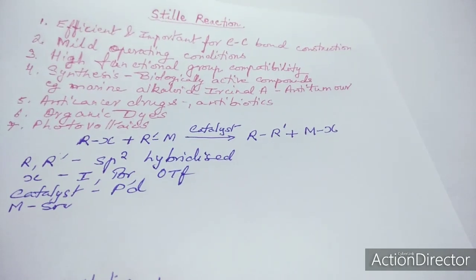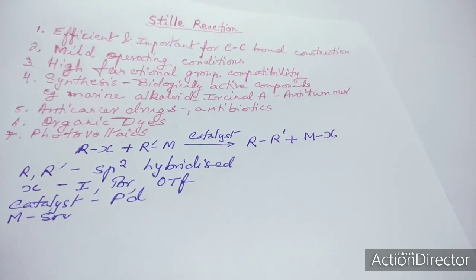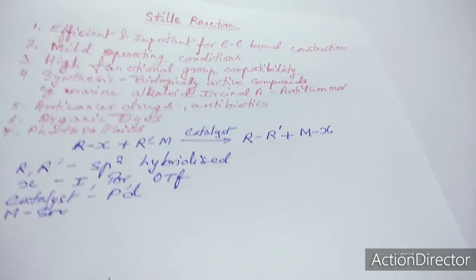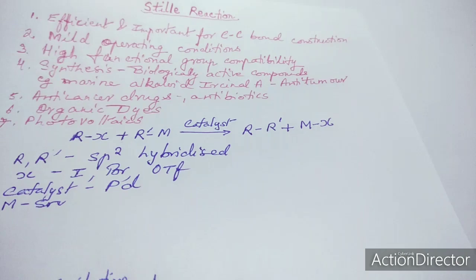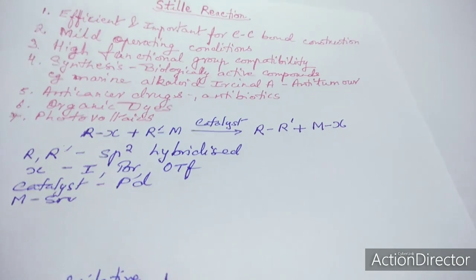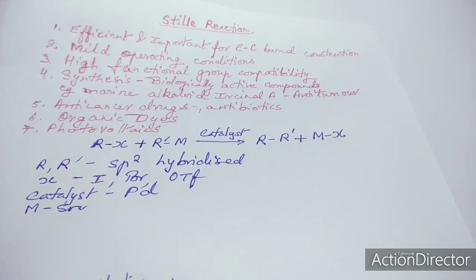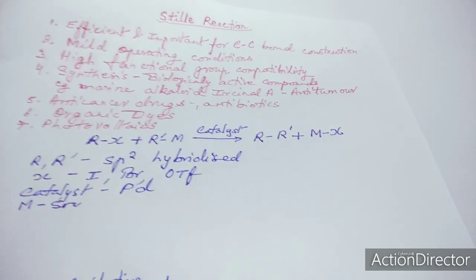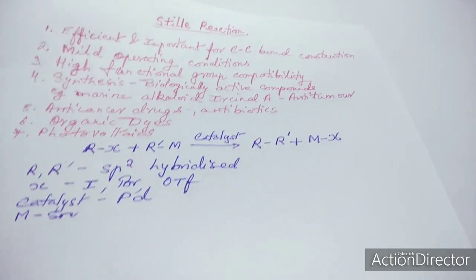Dear students, today we will be taking up this reaction, the Stille reaction. This is an efficient and good method for C-C bond construction. Why? Because it has mild operating conditions, high functional group compatibility, and is very useful for the synthesis of natural products. One such example I've given here, this marine alkaloid, which has anti-tumor activity.